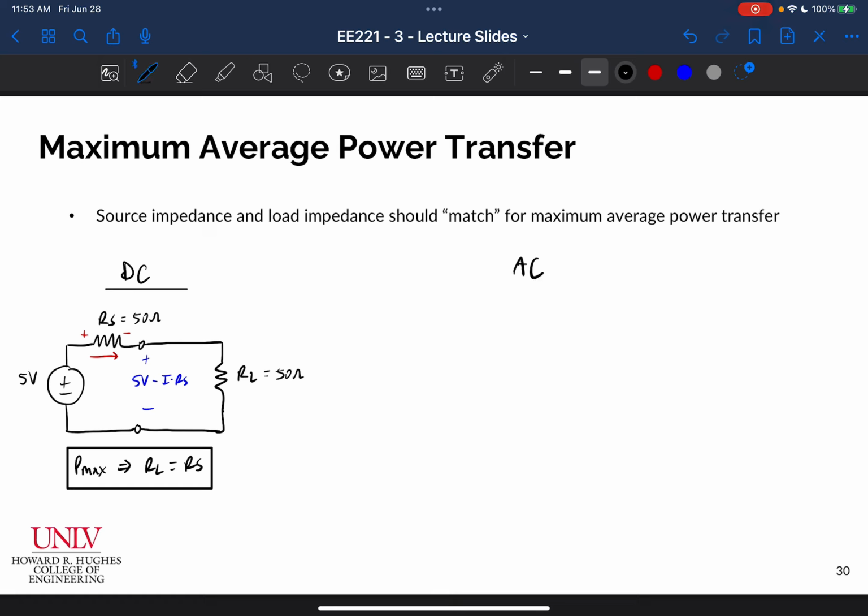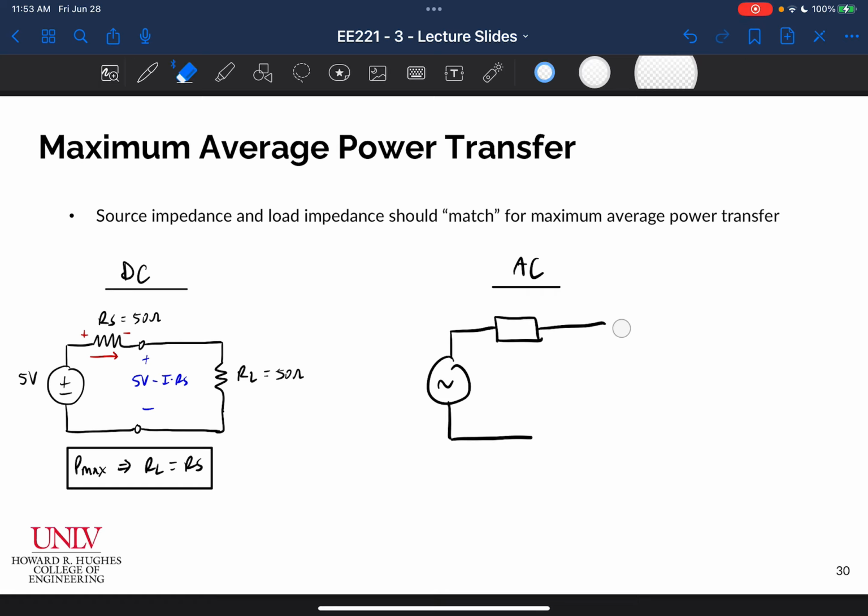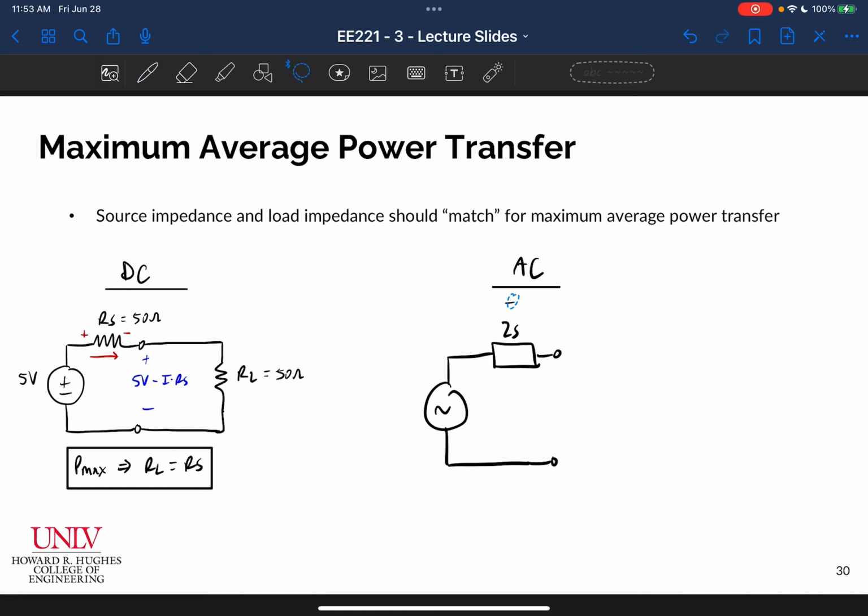For AC, it's very similar, but we have to take into account impedances now, which change with frequency. So we've got some kind of a source, some kind of a source impedance, similarly to the source resistance that I drew. So this will be Z source. It might not necessarily be just resistance. It might also include some inductance or some capacitance. So that's important to note.